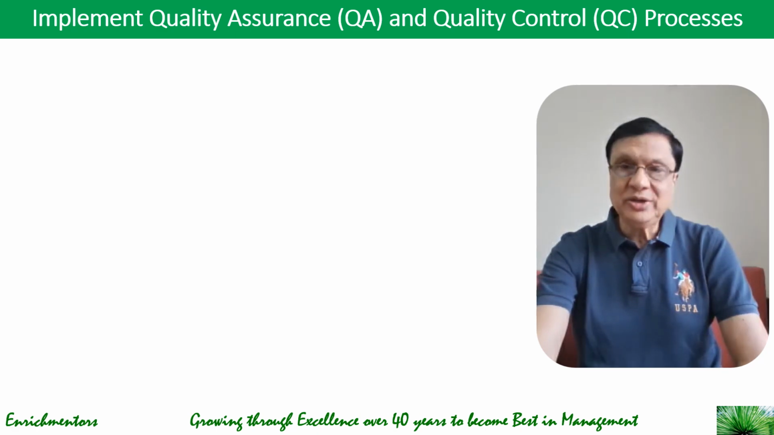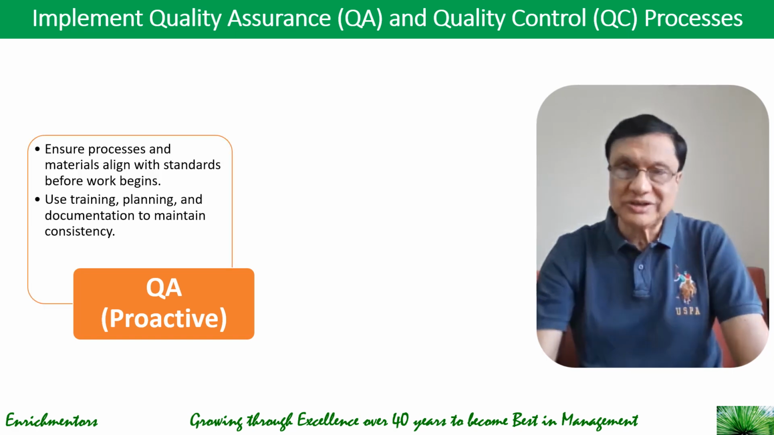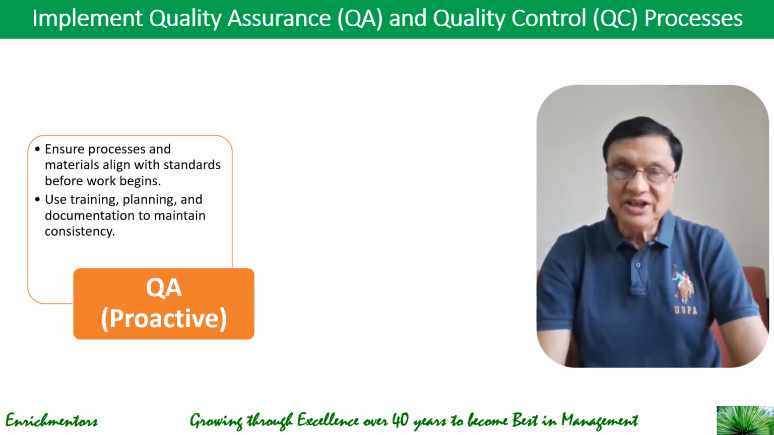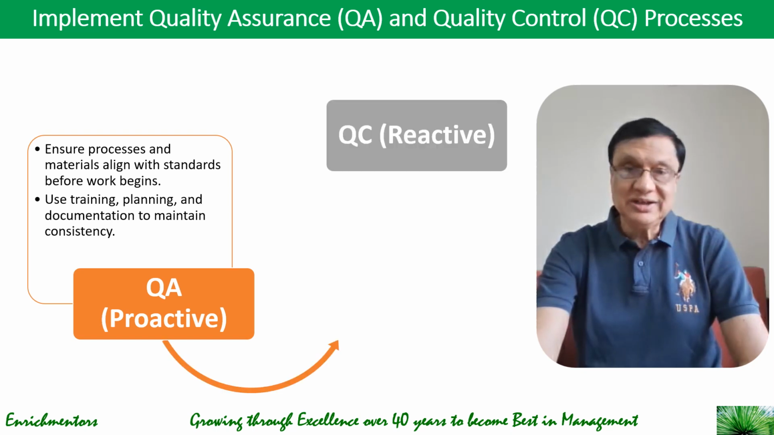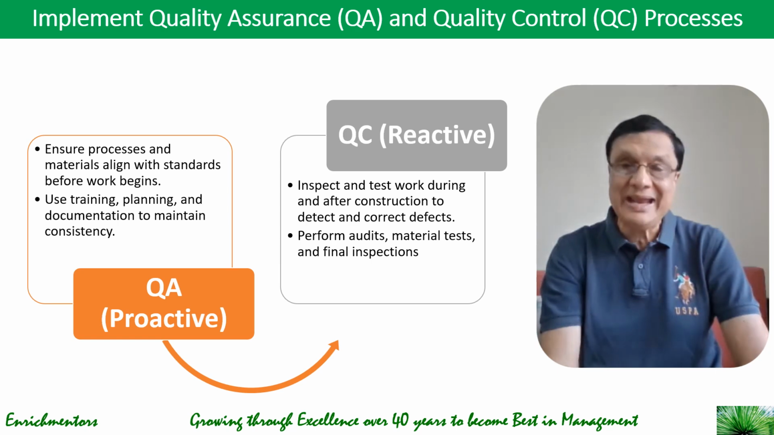Then you implement QA and quality control procedures. Now, what is the difference between QA and QC? Quality assurance is a proactive process where you ensure processes and materials align with standards before work begins. To do this QA task, you use training, planning, and documentation to maintain consistency. On the other hand, QC, quality control, is reactive, where you check, inspect, and test work done after construction to detect and correct defects.